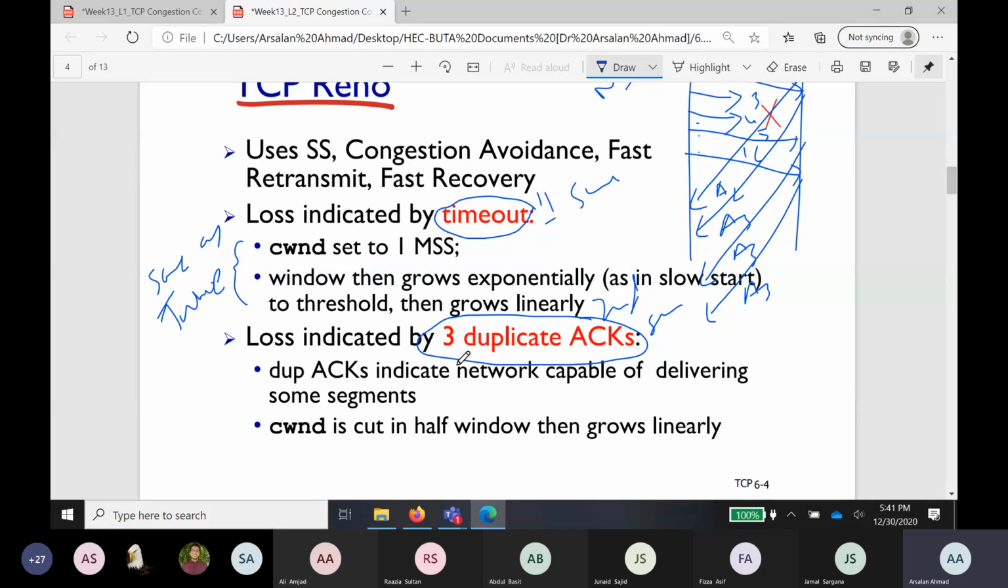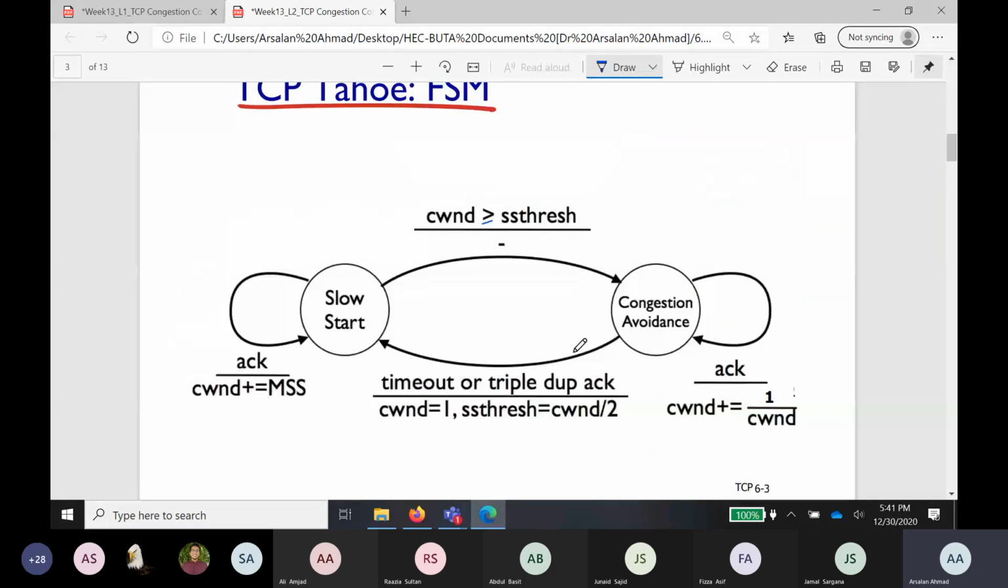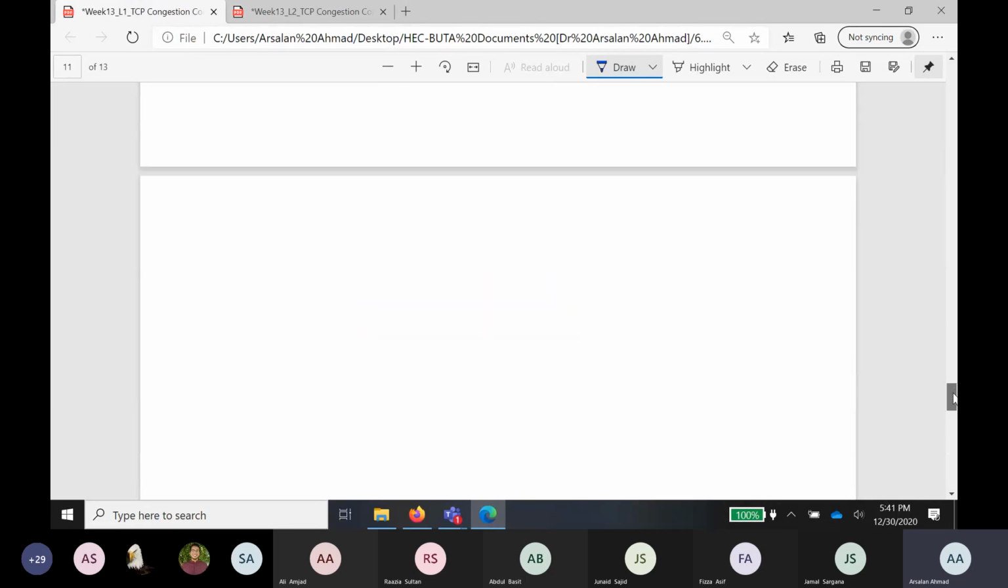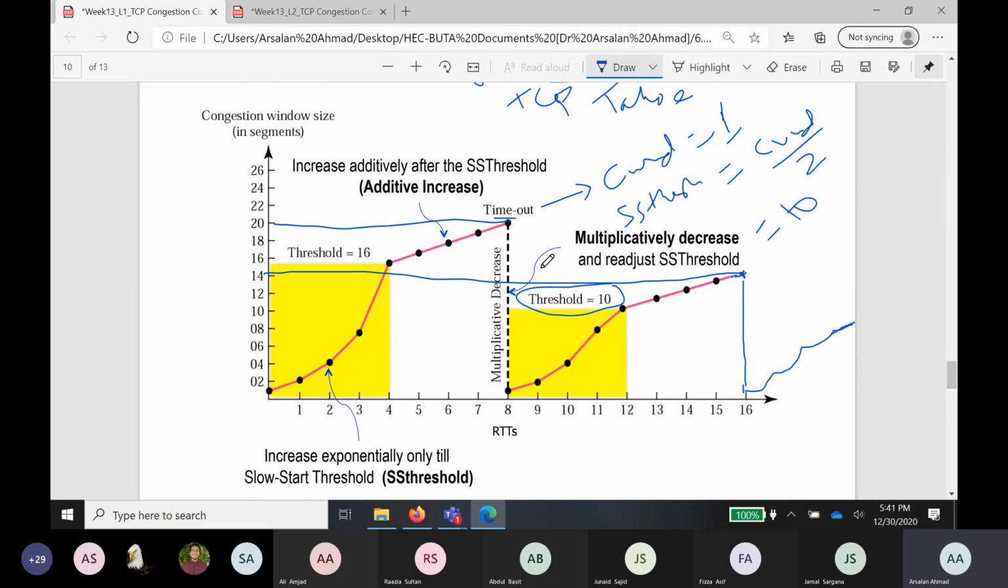In that case, I will not follow Tahoe because that approach is quite conservative. I will cut the window size in half and then grow linearly. Linear growth means congestion avoidance, right? So I will not enter slow start. Tahoe was doing what? Whether timeout or triple duplicate ACK, cwnd is set to 1, and then I move to slow start, so I start from the beginning. This was the behavior of Tahoe, right? I don't care whether it is timeout or triple duplicate ACK.